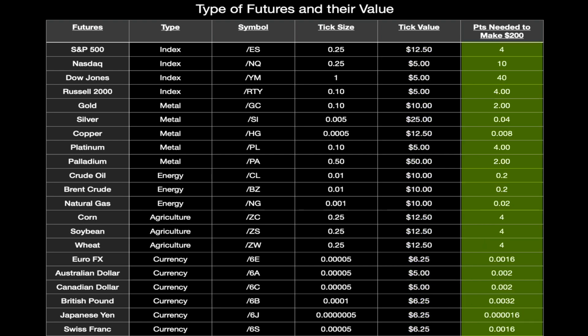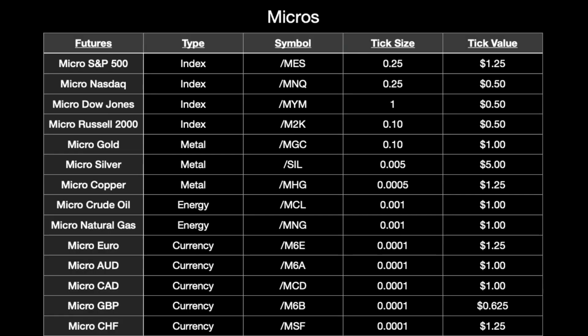The last column represents how many points would be needed for you to make $200. I just picked $200 because if you average that amount every day for all the trading days available for the year, that would amount to around $50,000, which would basically be equivalent to a standard full-time salary. So basically the S&P 500 index would need to move 4 points for you to make $200 based on its tick size and tick value that we talked about in the previous columns. And here are the rest of the points needed for $200 for their respective futures based on the tick size and value. Now let's talk about micros.